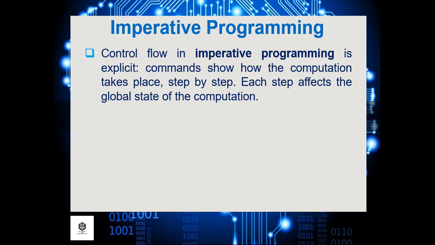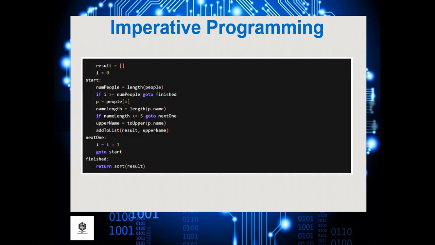Under imperative programming, control flow is explicit. Commands show how the computation takes place step by step. Each step affects the global state of the computation. Here is an example of imperative programming.